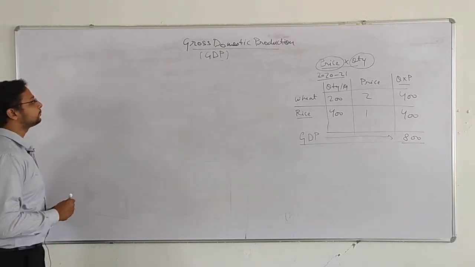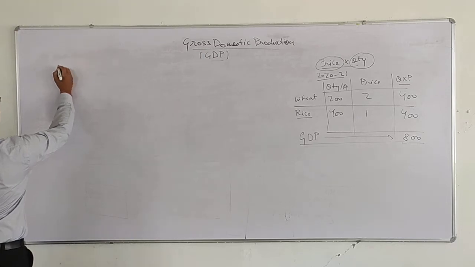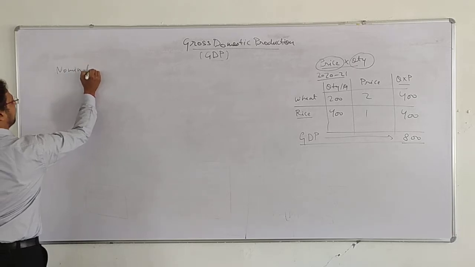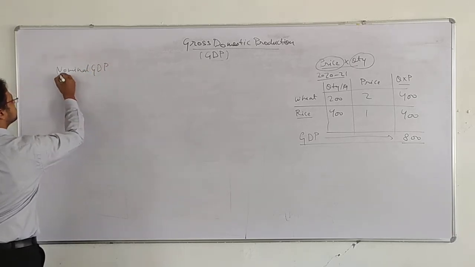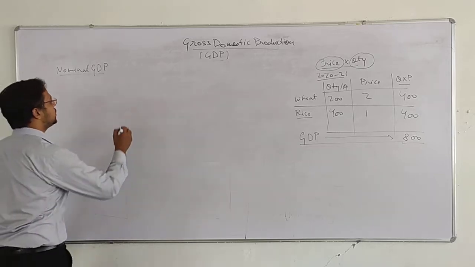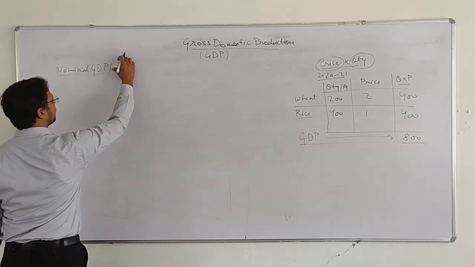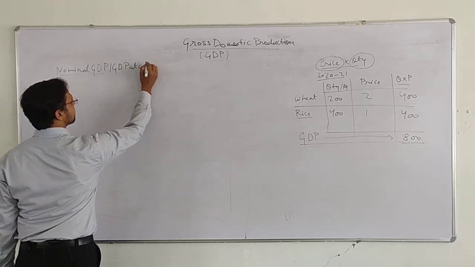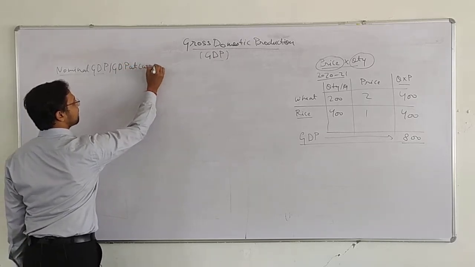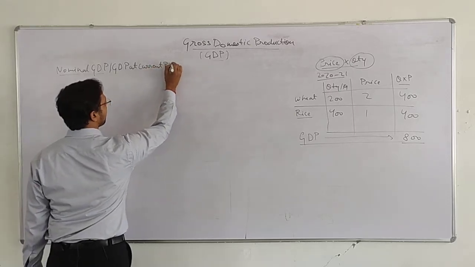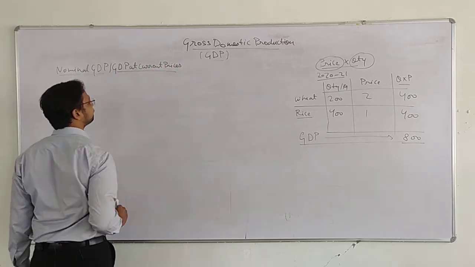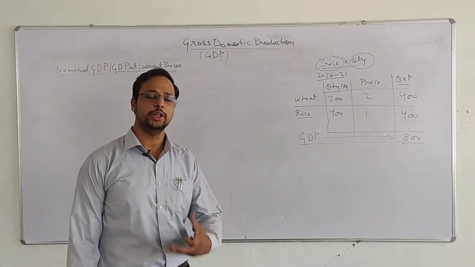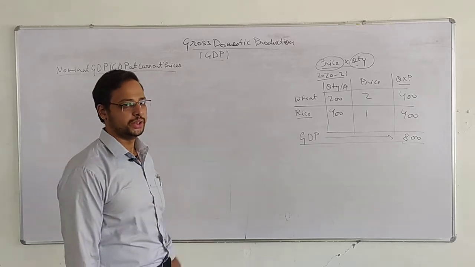See, nominal GDP first of all. It is also called GDP at current prices. Okay, it is also called GDP at current prices. And now let us consider what is GDP at current prices or nominal GDP.